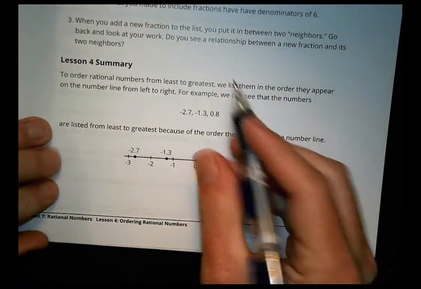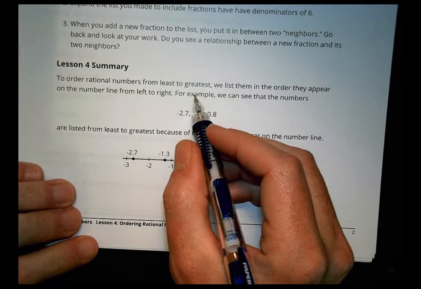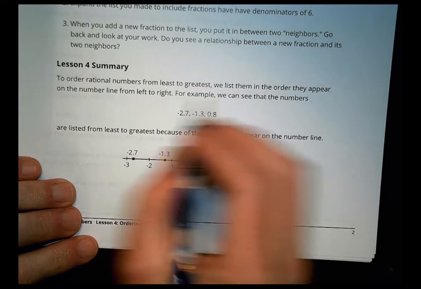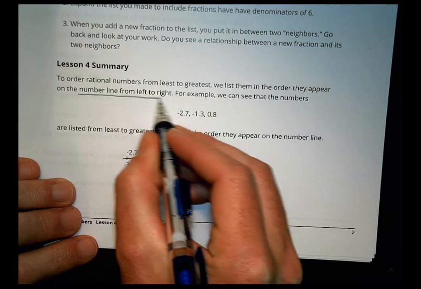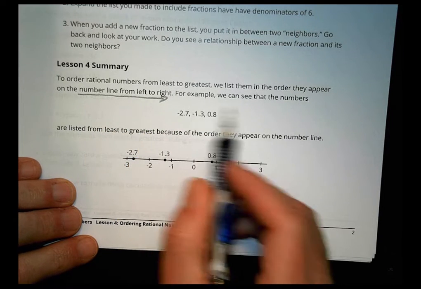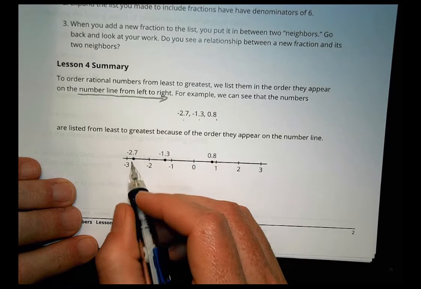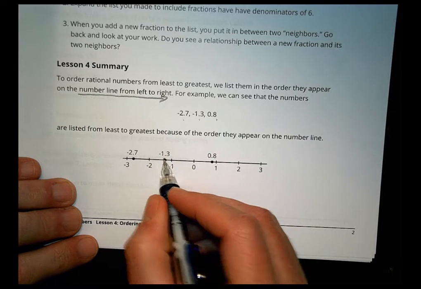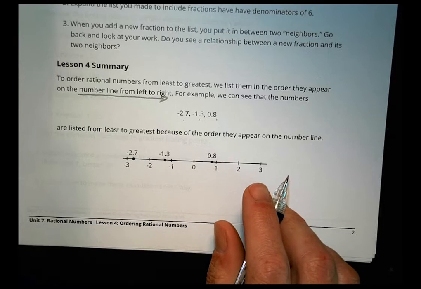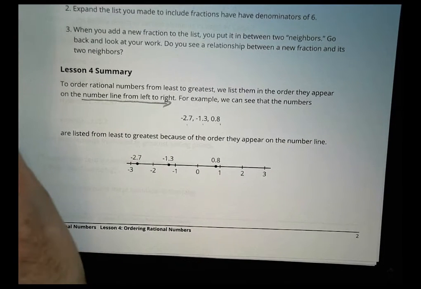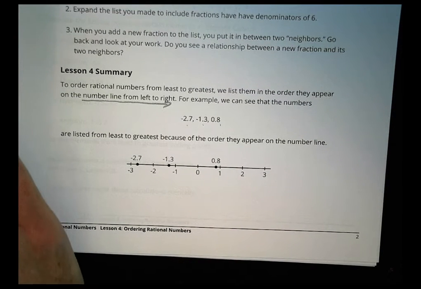To order rational numbers from least to greatest, we list them in the order they appear on the number line from left to right. For example, we can see these numbers are listed from least to greatest because of the order they appear on the number line: negative 2.7, negative 1.3, and 0.8. Right? That's just how the number line works. And we organize them from least to greatest from left to right.